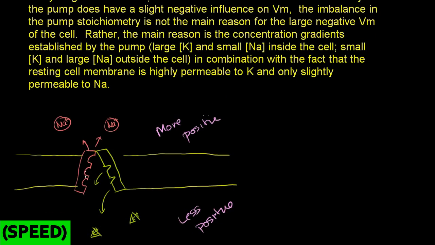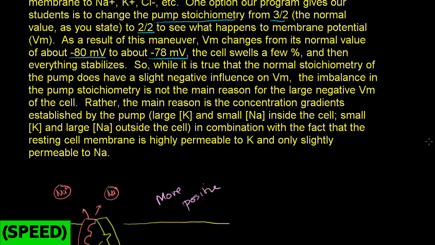So what he's saying is, if you change this from 3 and 2, 3 sodiums for every 2 potassiums that get pumped in, if you change that to 2 to 2, it actually doesn't change the potential that much. You still have a more positive environment outside than you have inside. So that leads to the question, then why do we have the potential if the stoichiometry, if this ratio is not the main cause? And so it says, it changes a little bit. The potential difference becomes a little bit less. The cell swells a few percent, and then everything stabilizes.